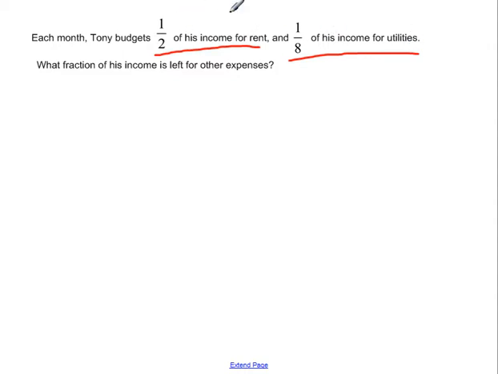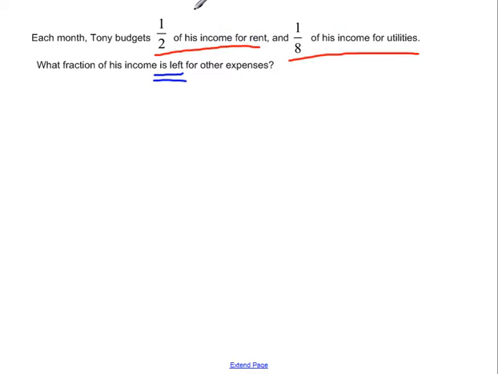Now pay close attention to what we're being asked. We're not being asked how much of his income goes to rent and utilities. We're being asked what fraction of his income is left for other expenses. So we want to pay close attention to be sure we answer what's being asked. So let's start by figuring out how much of his income is used for rent and utilities? What fraction of it is gone?